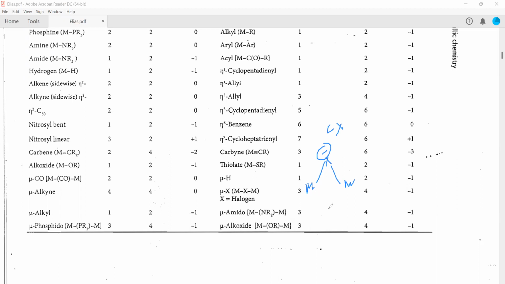Mu alkoxide also exists, right? Because O has one negative charge and is also bonded with one R, it has a negative charge and also a lone pair of electrons. So it also acts as an LX type ligand. I hope that now the electron counting is clear to everyone.